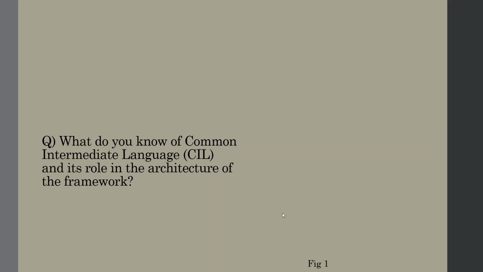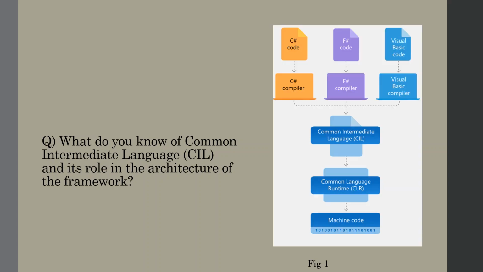Then the next question that could follow is, what do you know of the Common Intermediate Language and its role in the architecture of the framework? Now, this is a figure taken from one of the Microsoft websites. If you refer to this figure, you can see that the Microsoft .NET framework supports three programming languages: C#, F#, and Visual Basic. They have their own compilers: the C# compiler, the F# compiler, and the Visual Basic compiler.